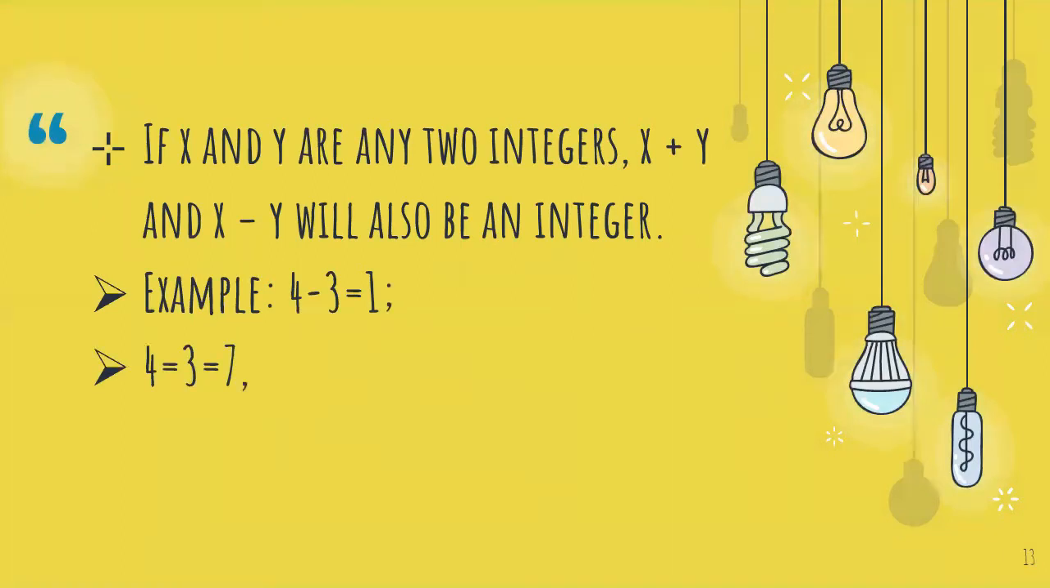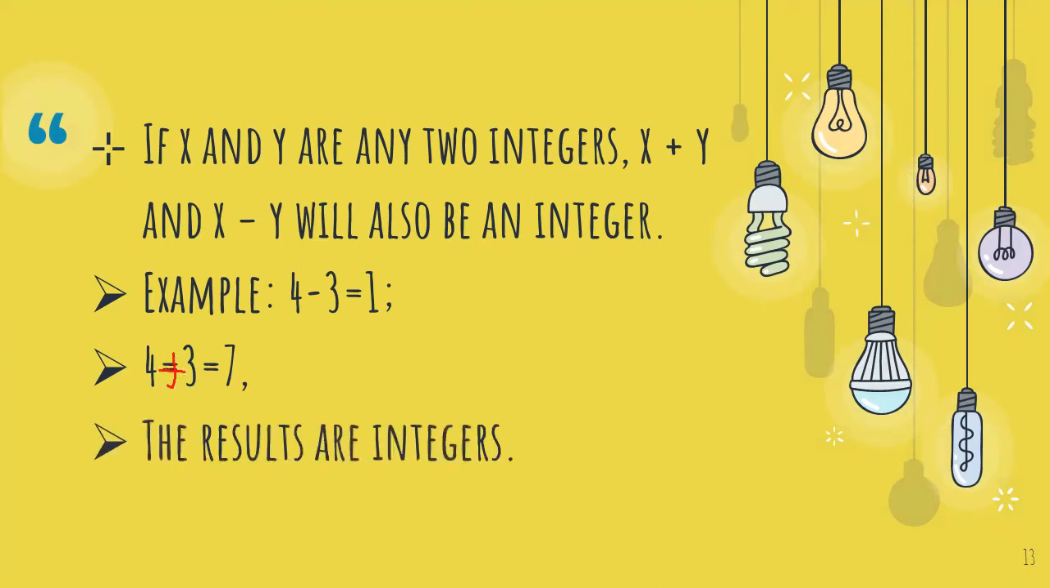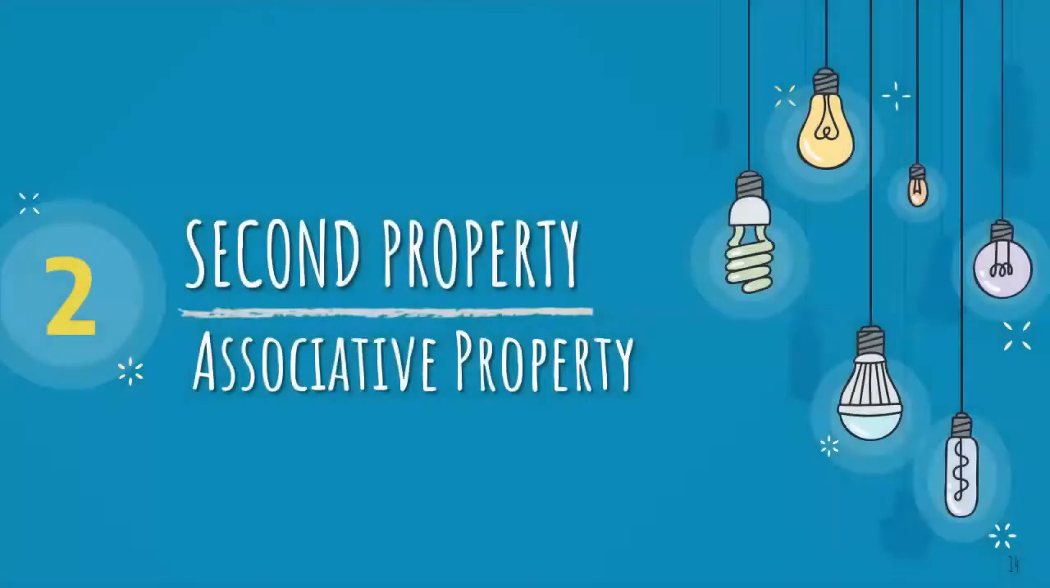So if we had 4 plus 3, that would also be equal to an integer, which is 7. Yeah, here it's written 4 is equal to 3, but that actually was a mistake. So just take it as 4 plus 3. The results are integers.